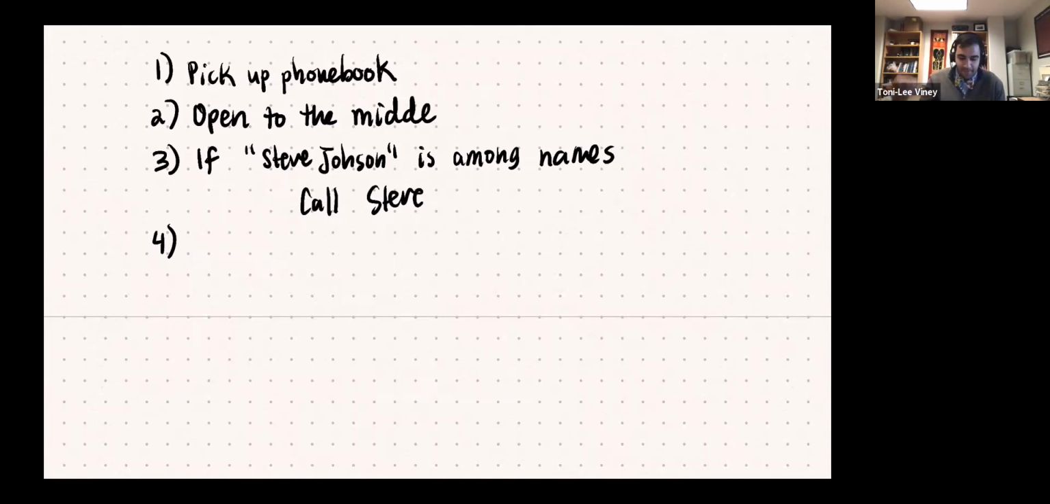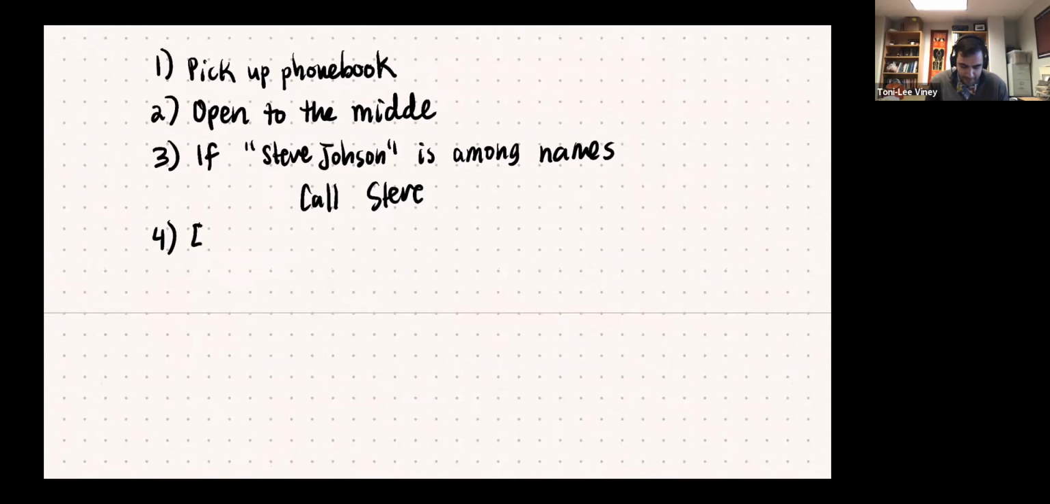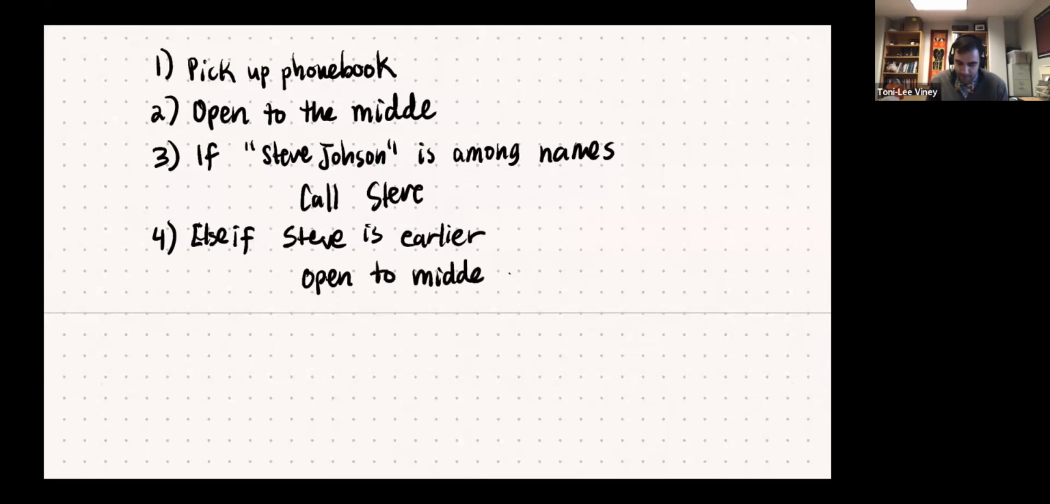So then the way we would say this algorithmically is we would say, else if Steve is earlier, and again, that might be a little bit hard for a computer, but we'll just leave it at that for now. Remember, it's really, really dumb. So earlier is okay. You might want to say is less than or something, but we'll just leave it like this for now. We're going to say open to middle of the left half. And then we'll say go to line 3.